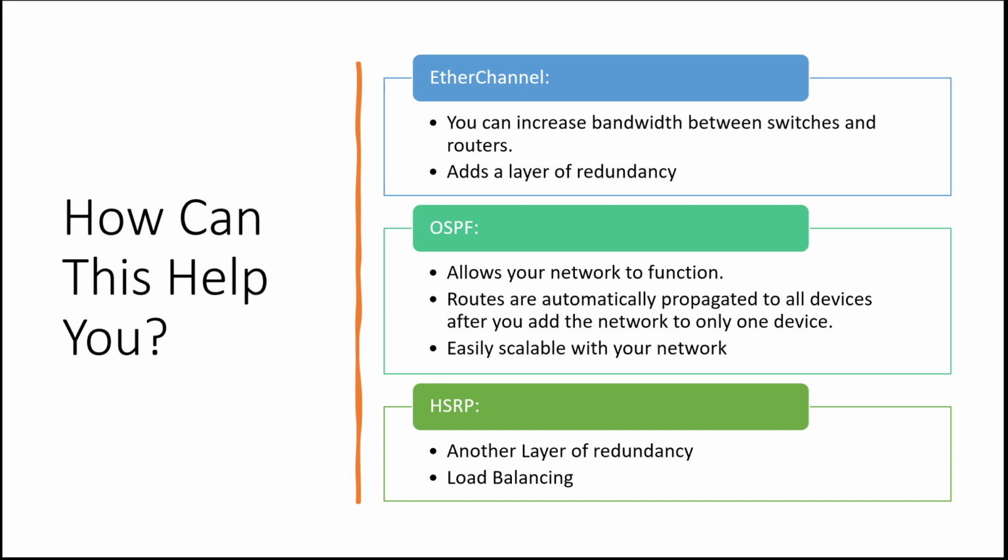OSPF will allow your network to function if you don't already have a routing protocol configured. Routes are automatically propagated to all of your devices after you add the configuration to only one device. And because of this, your network will be easily scalable. And HSRP is going to help you add another layer of redundancy as well as allow you to configure load balancing.